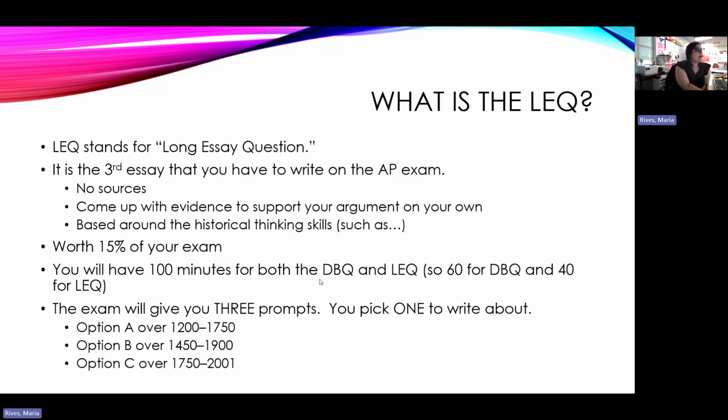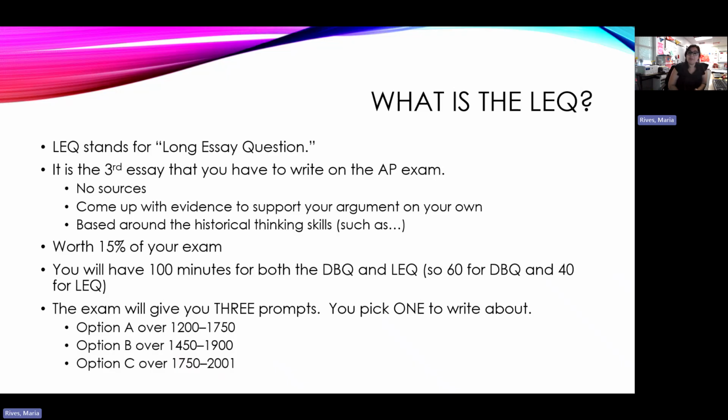Okay, lastly, you will have 100 minutes to write your LEQ and the DBQ. You get the two essays in a 100-minute block. So you'll be able to see the DBQ and the LEQ prompts at the same time. We recommend that you spend about an hour on the DBQ and about 40 minutes on the LEQ, but you can move freely between both of them. And the LEQ is actually going to give you 3 prompts. You're going to pick the one that you want to respond to.